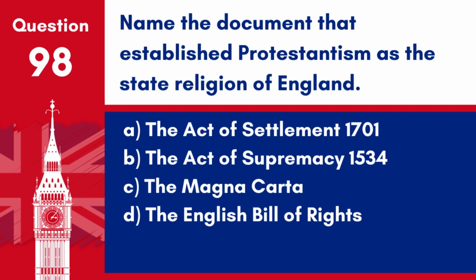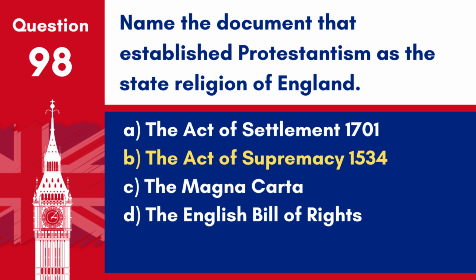Question 98. Name the document that established Protestantism as the state religion of England. A. The Act of Settlement 1701. B. The Act of Supremacy 1534. C. The Magna Carta. D. The English Bill of Rights.